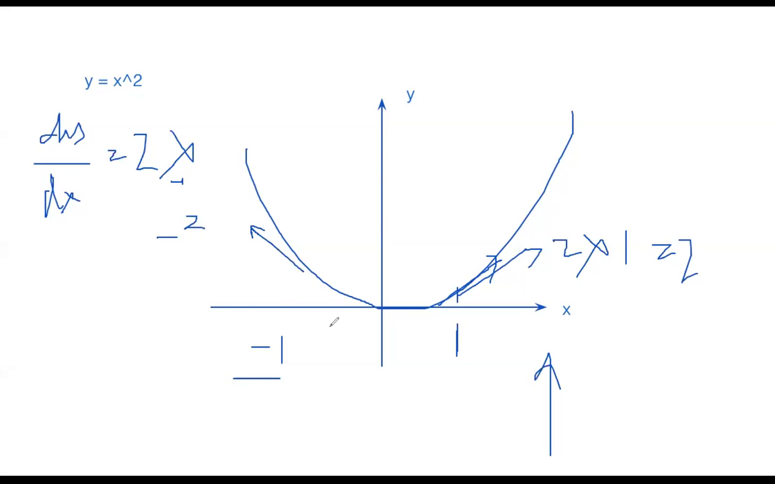If we are here at 0, because x is 0, 2x is still 0. So if your derivative is 0, you are kind of flat. If you are on this side, your derivative is positive, so if you continue along the positive side of x, you will increase y. And if you are here, because it's -2, if you move on the negative side, you will again increase y. Any questions?